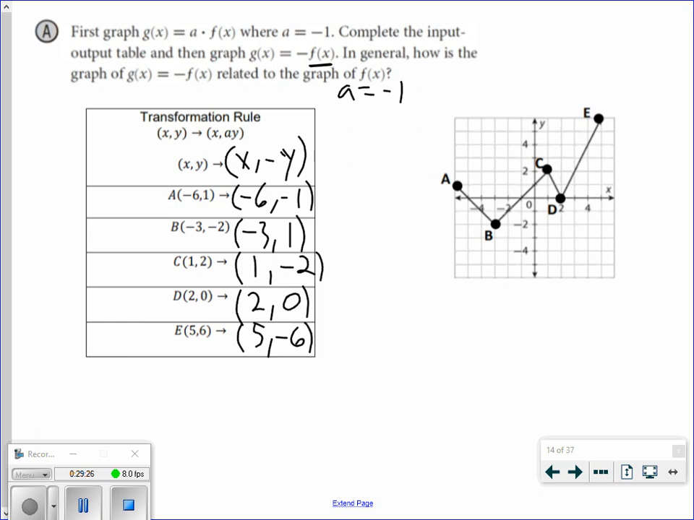All right, so let's go ahead and plot these. Negative 6, 1. Negative 3, positive 1. 1, negative 2. 2, 0 stays the same. 5, negative 6. That's what you should get. It's hard to see by the graphs, I know. But look at point to point, and you'll see that each point you just reflect it over the x-axis. From A to A, you reflected. From B to B, you reflected. Same thing with C and E's. Since D doesn't reflect, it just kind of stays where it's at.